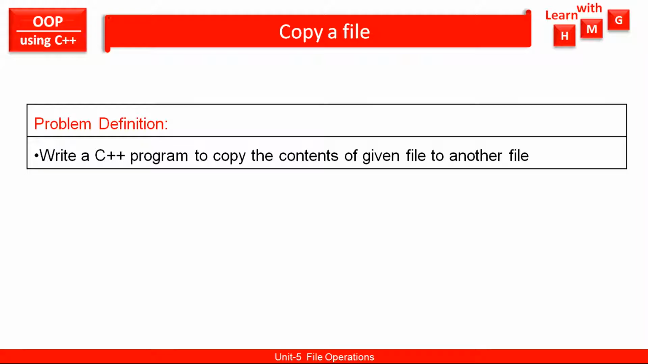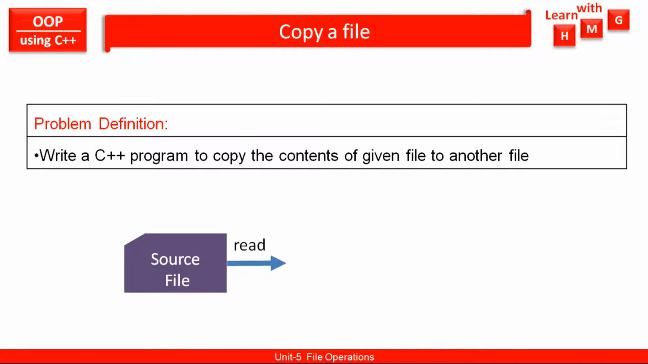To copy a file, the problem definition can be like this. Write a C++ program to copy the contents of a given file to another file. So the concept is like this. There is one source file, which is of course a text file. From this text file you have to read the contents, that is, we are going to perform the read operation on the source file.